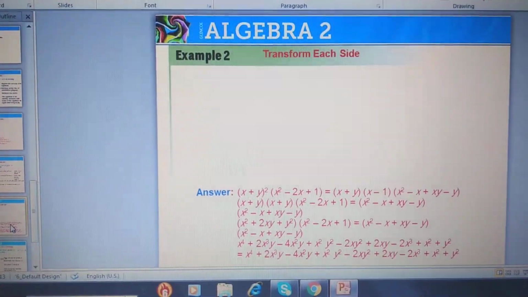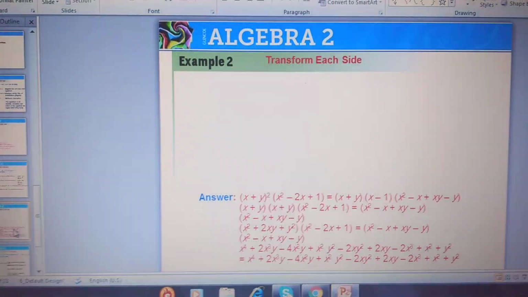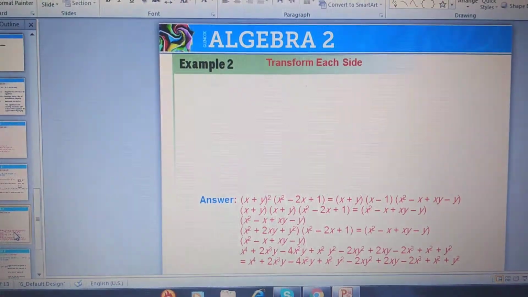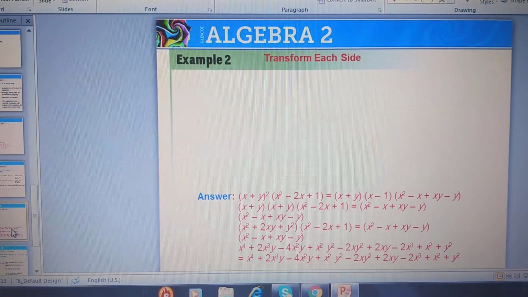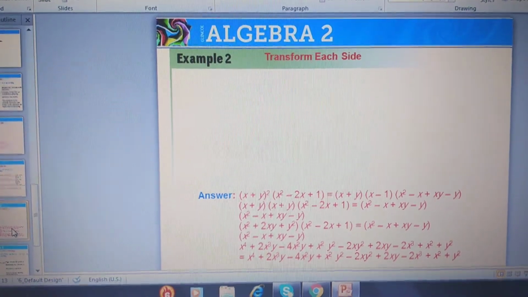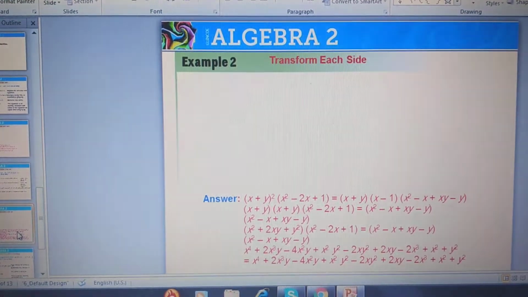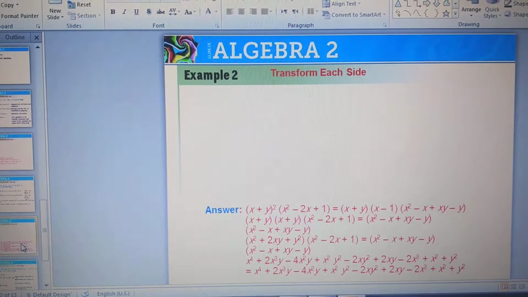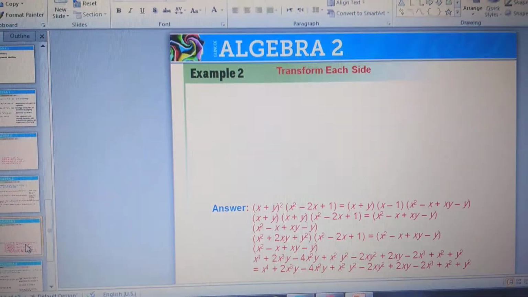After I multiply them, I get x to the power 4 plus 2x cubed y minus 4x squared y plus x squared y squared minus 2xy squared plus 2xy minus 2x cubed plus x squared plus y squared. This is the left side. Also I simplify the right side, and I get exactly the same terms. Then it is an identity. Why? Because the left side equals the right side.